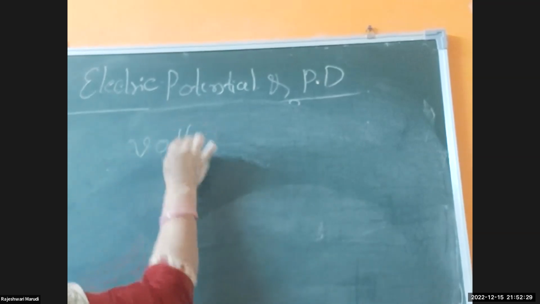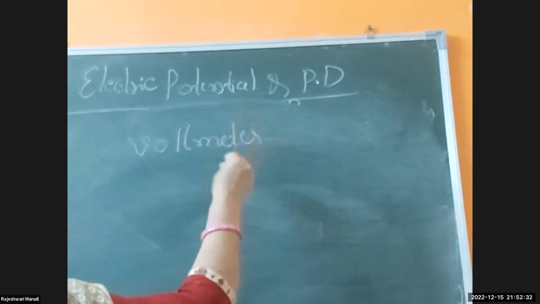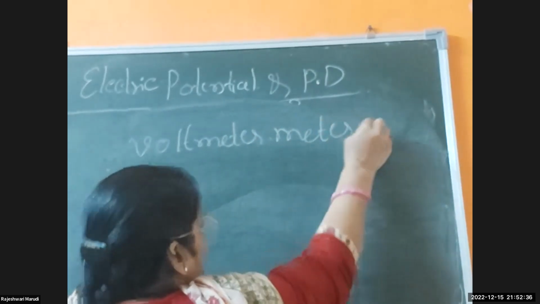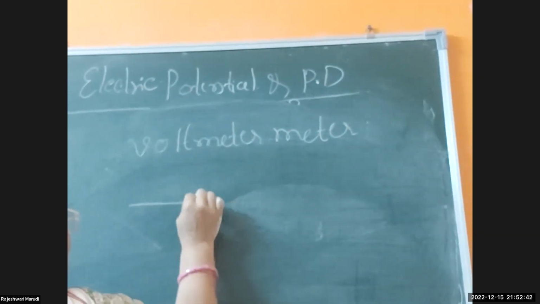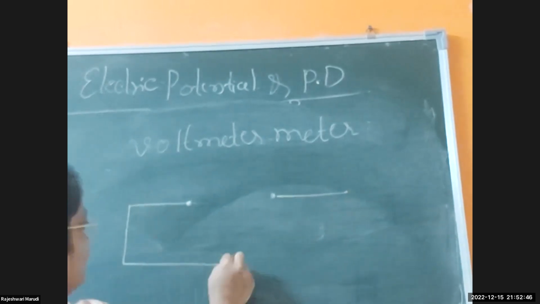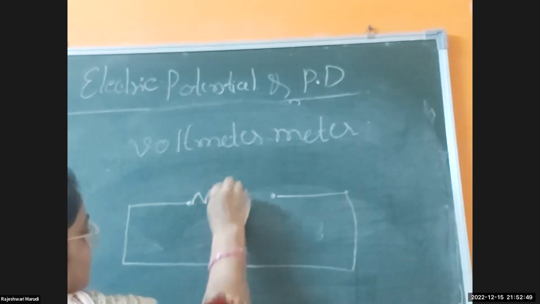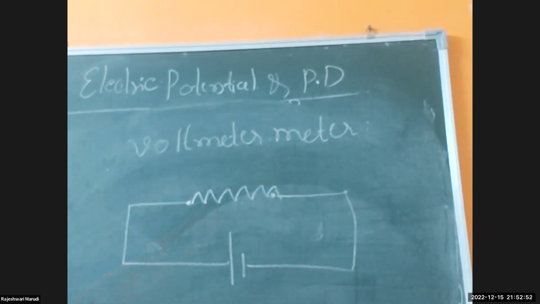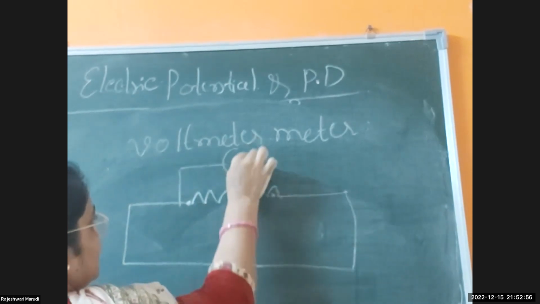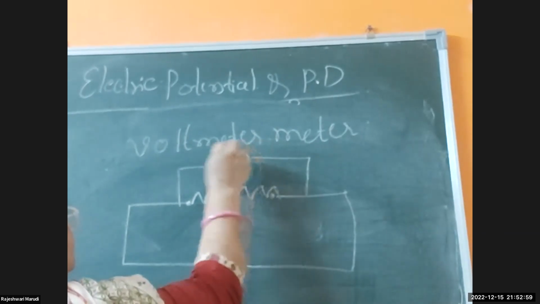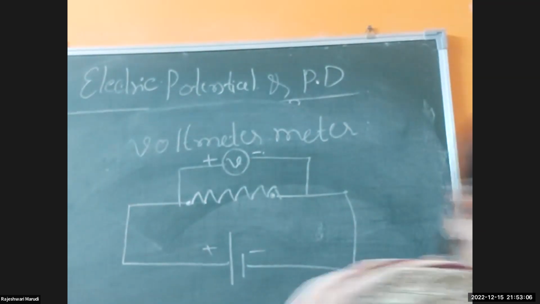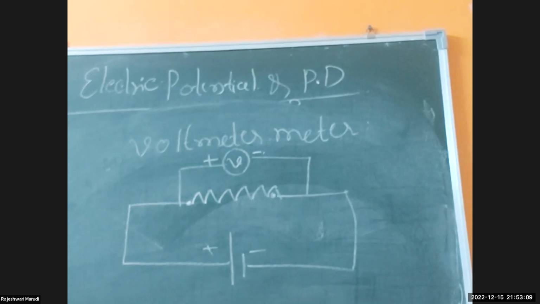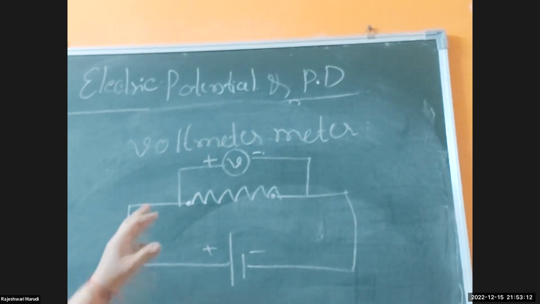And this voltmeter is always connected in parallel with the circuit. Here, how is it connected? Suppose we have used some resistor here. Across this, the voltmeter is connected parallelly with the circuit. So the ammeter is always connected in series with the circuit, whereas the voltmeter is always connected in parallel.